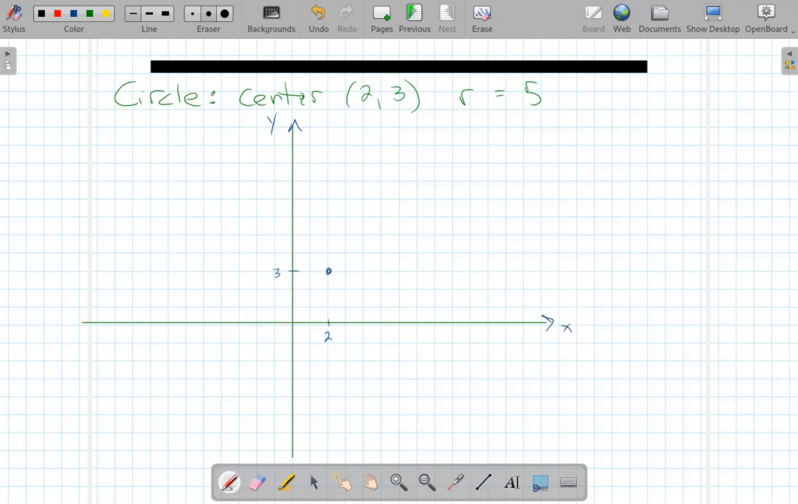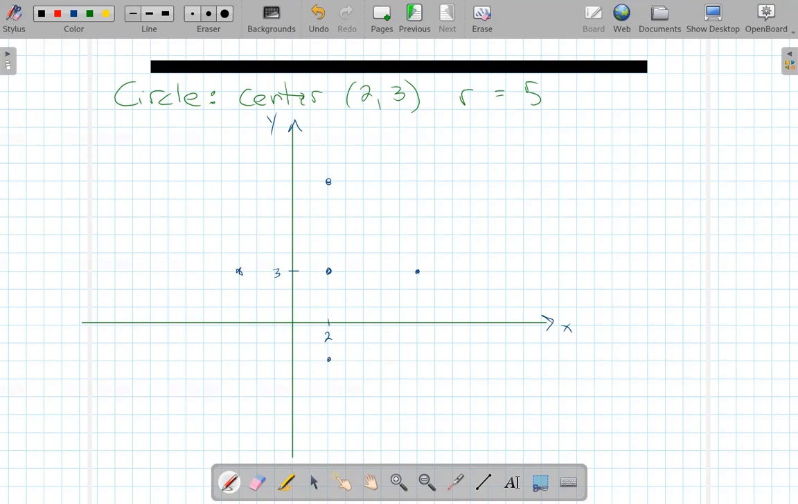So that's going to be my center. And then the radius is 5. So I could just hop out here 1, 2, 3, 4, 5 to the right, 1, 2, 3, 4, 5 to the left. And from here, I could go up 5 and down 5. So those are 4 points on my circle.